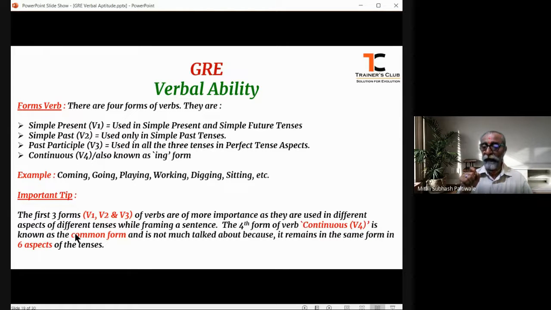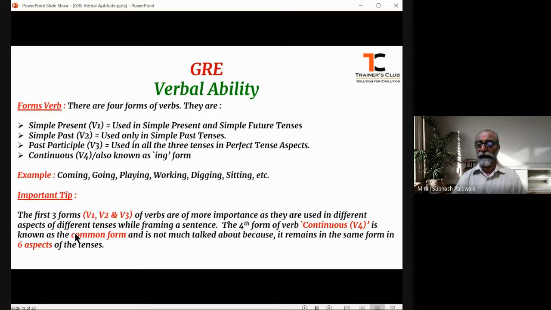Because the ing form is used for making all the continuous tenses in any of the sentences in any of the aspects. All in all, there are 12 aspects in English, out of which for 6 aspects, the ing form remains the same. For example, coming, going, talking, eating, sleeping, walking, running, all these things, this ing form will remain the same for all the 6 aspects. So let us come to understand each form one by one.